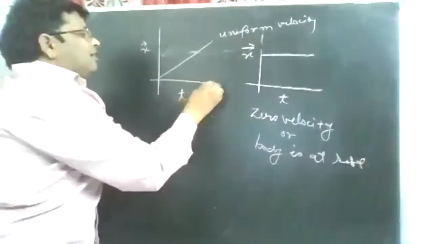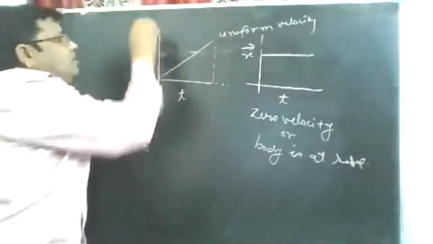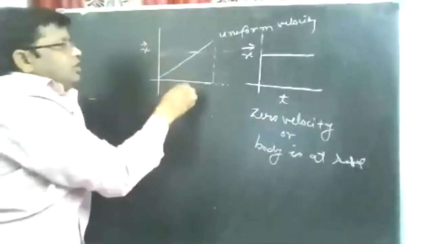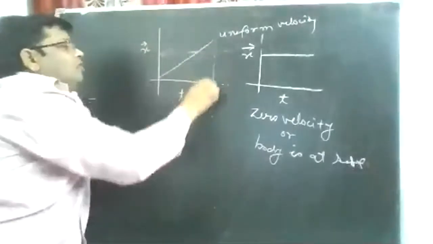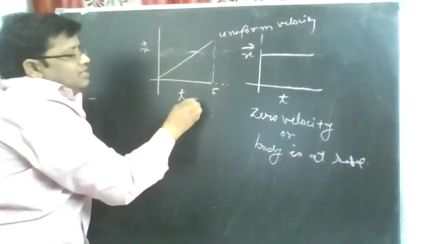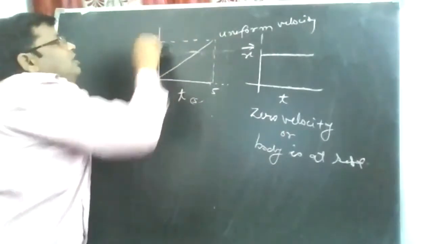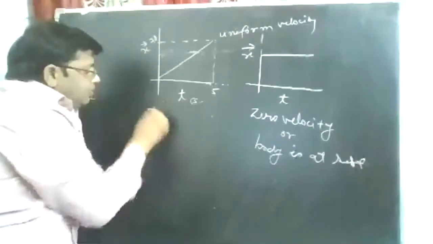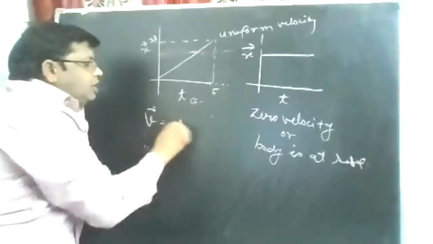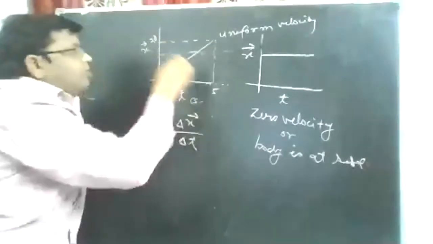But can you find out if this is the graph of uniform velocity? Now, this is 5 seconds, time is taken in seconds, and the displacement is 20 meters. What is the velocity of the body? Velocity is change in displacement upon time. What is the velocity of the body from this graph?